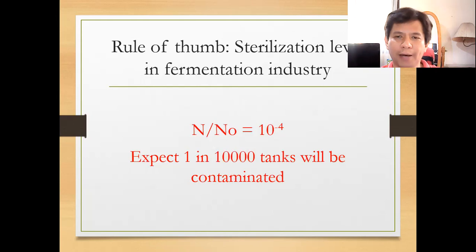Okay, so the rule of thumb for sterility level in the fermentation industry is 10 to the negative 4. Meaning, for example, initially you have 10,000 bacteria. It is required in the fermentation industry that only one bacterium will remain after sterilization. So that's N over N sub O equals 10 to the negative 4. That's the rule of thumb. By probability, you need to expect that 1 in 10,000 tanks will be contaminated.